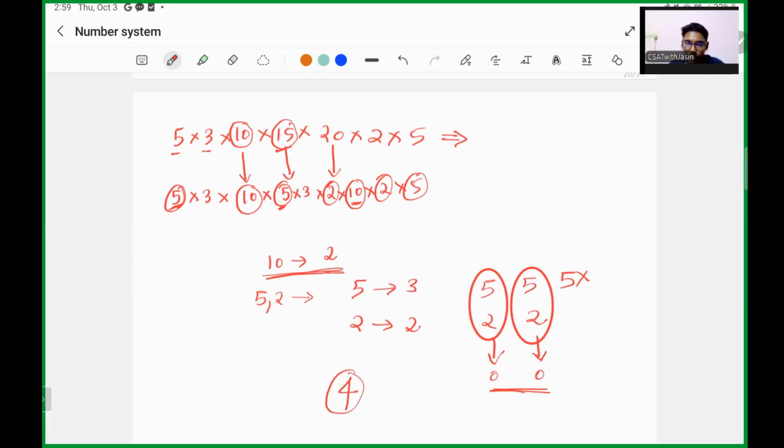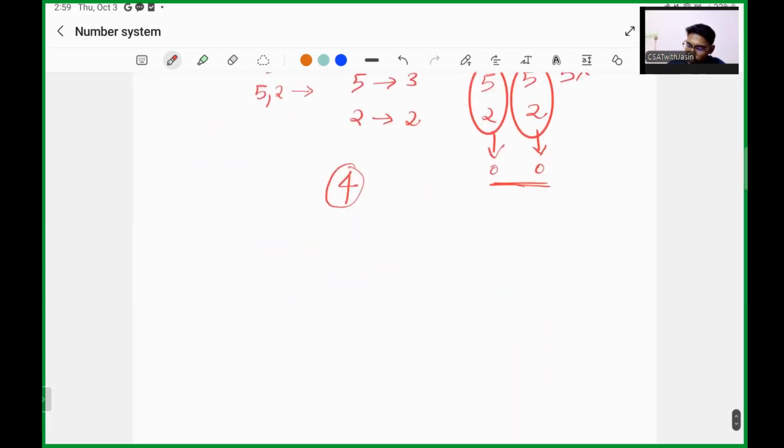Okay, so in this way you can find out. Or you can change 10 into 5 into 2 also. This 10 also you may change into 5 into 2. Then the pairs of 5 and 2 will increase. Again, you will get 4 pairs of 5 and 2. That means 4 zeros at the end. So you can do it both ways.